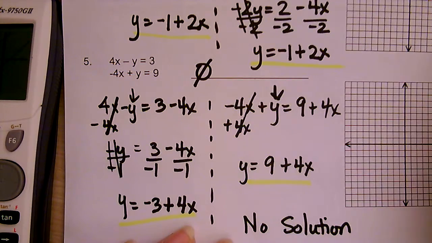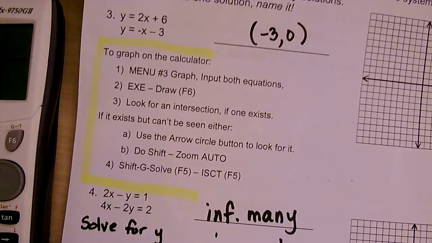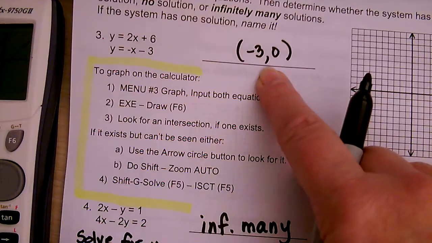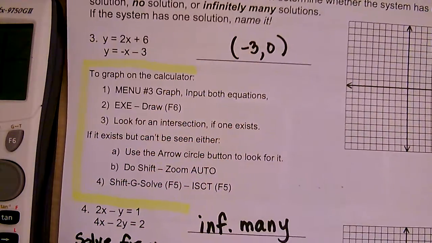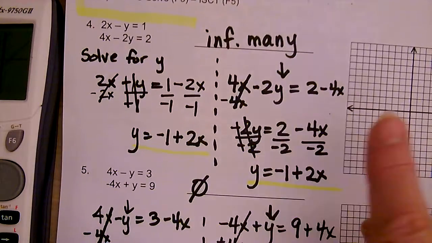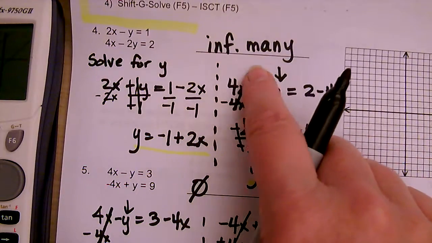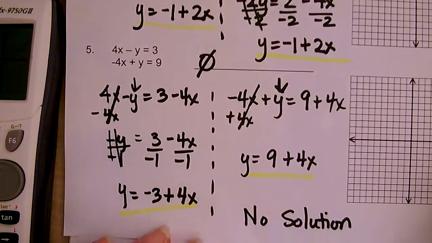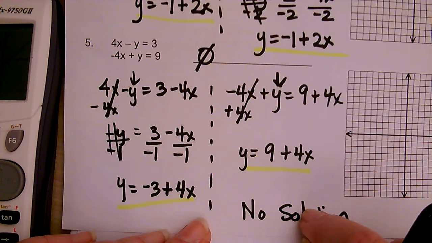So those are the different possibilities. You can either get 2 lines that intersect, and that has one solution, so you name it. You could end up with the same equation, and in that case, there are infinitely many solutions. You write that. And the 4th case is the lines are parallel, and so there's no solution.